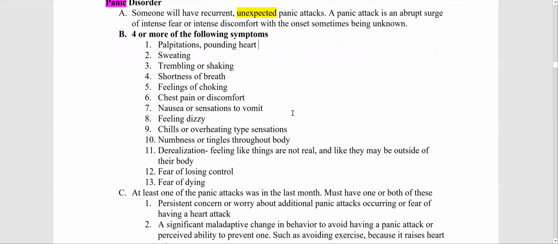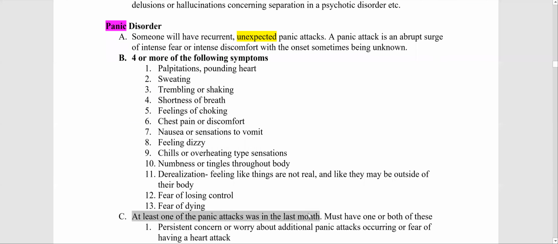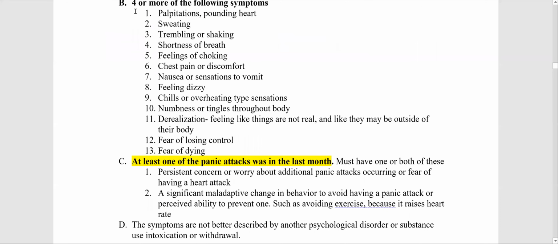So at least one of the panic attacks has been in the last month. So again, at least one has been in the last month. That's the length of time we're going to be looking at, 30 days or less. So they must have one or both of these. The symptoms they have to have in addition to the 4 above are persistent concern or worry about additional panic attacks occurring or fear of having a heart attack.